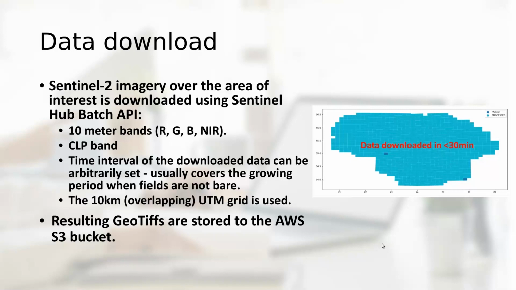When you are using Batch API for the download of the data, your area of interest is split into a predefined grid. And in this case, we use the 10-kilometer overlapping UTM grid. So each cell of the grid is a 10 by 10 geotiff that will be stored to the bucket. It's also important that this grid is a bit overlapping, because at the end, when you are trying to merge results into a wall-to-wall map of vectors, you need some overlaps so that you can do seamless merging. And of course, this data download part is important, but if you already have data available, this can be to some degree skipped.